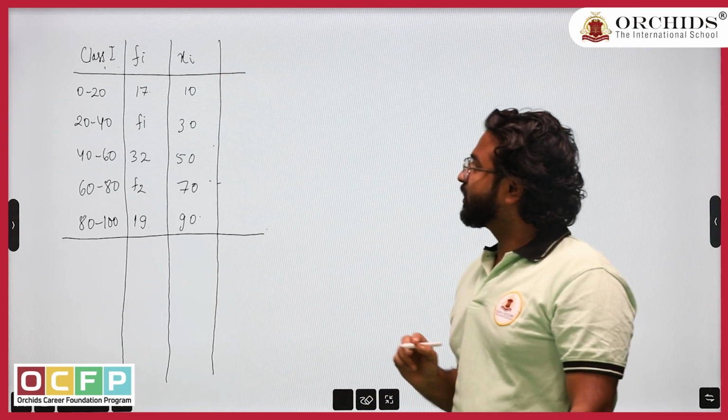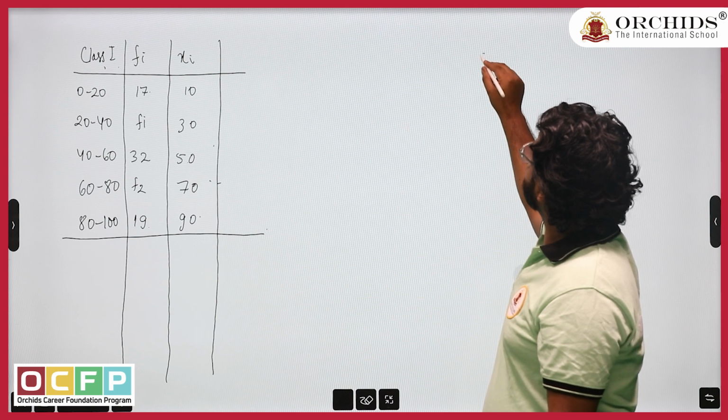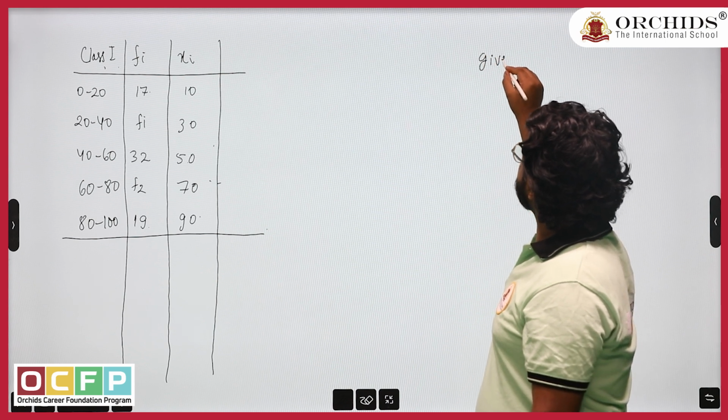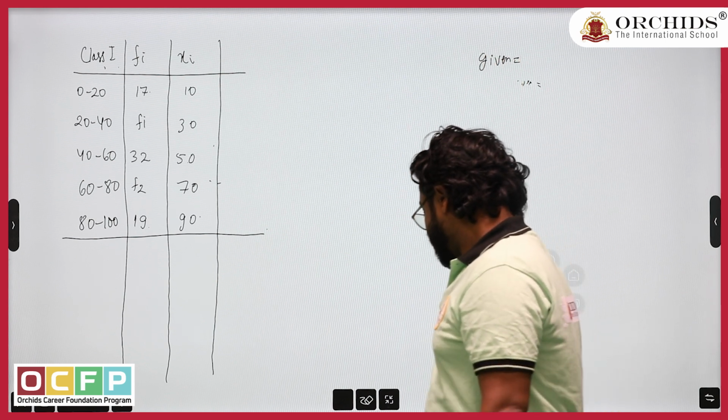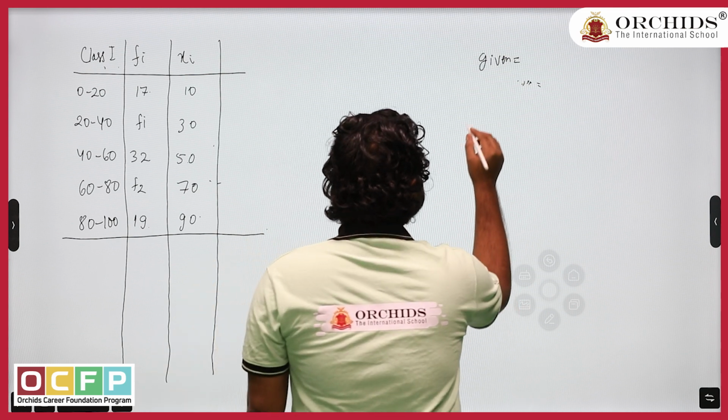This is ready. Now what is given to me? First I will write what is given to me. What is given is that sigma fi is equal to 120.